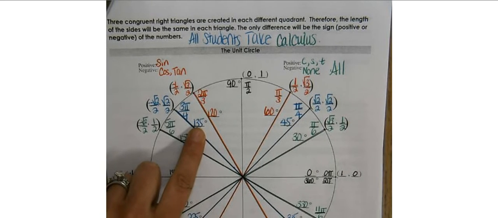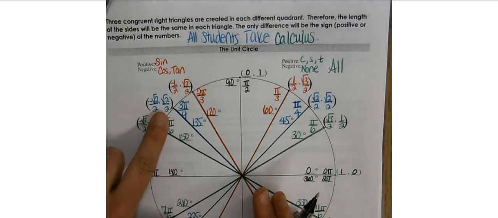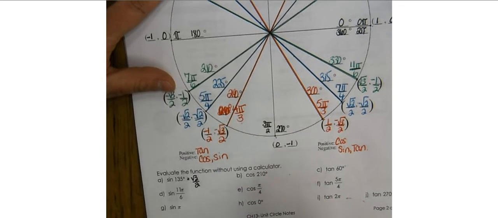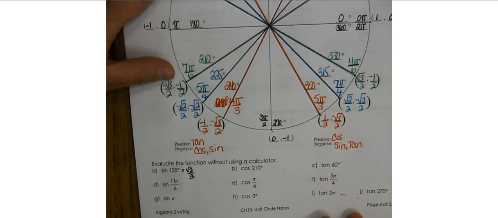But here we go. Let's say I asked you to find the sine of 135. You now know that sine represents the y value of the ordered pair. So I'm going to go to where 135 degrees is, look at the y value, and my answer is the square root of 2 over 2. Done. There's nothing further for you to do.